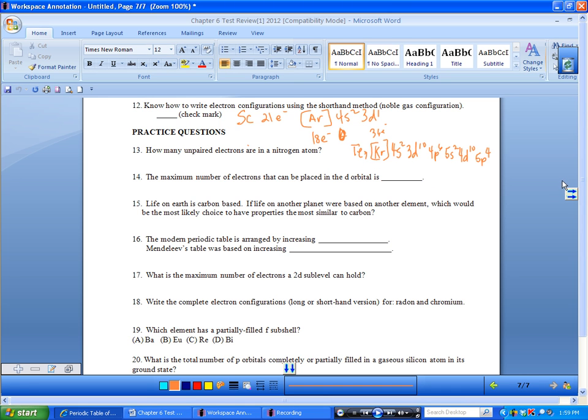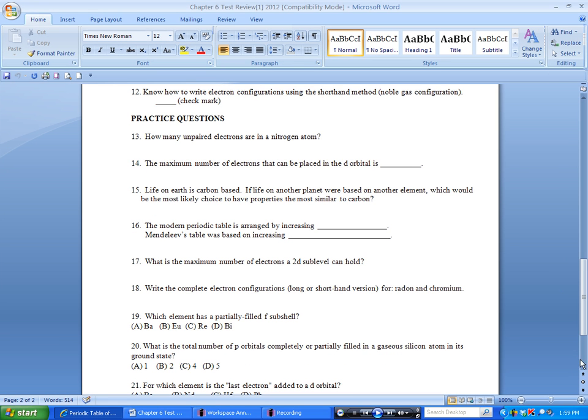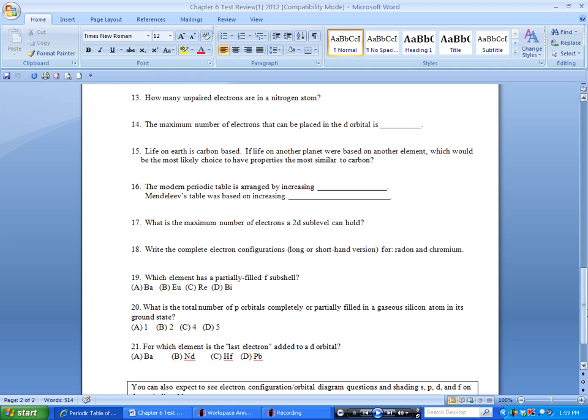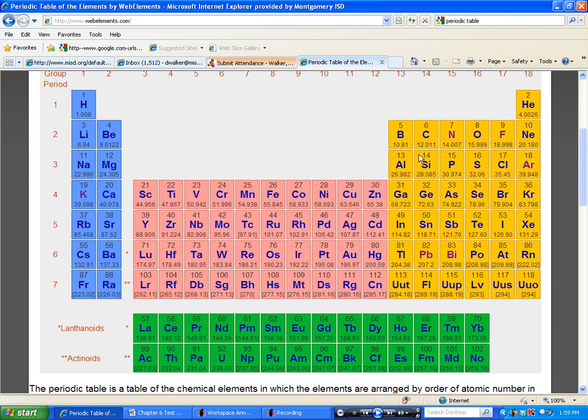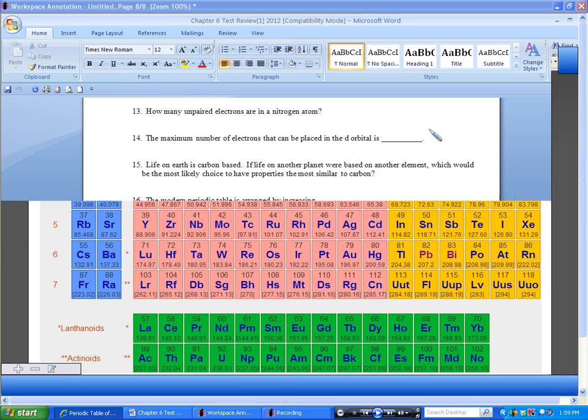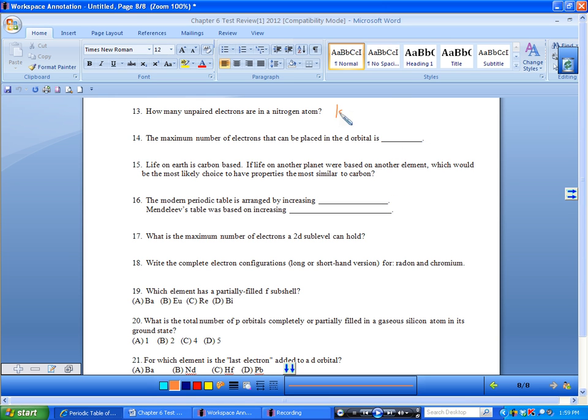Pause it and look if you need to, because I'm fixing to get rid of it. Next it asks how many unpaired electrons are in my nitrogen atom. So I go to the periodic table. Nitrogen has 7 electrons, so I do 1s2, 2s2, 2p3. Those p's are going to be 1 in each of the little orbitals, so it looks to me like I have 3 unpaired electrons.